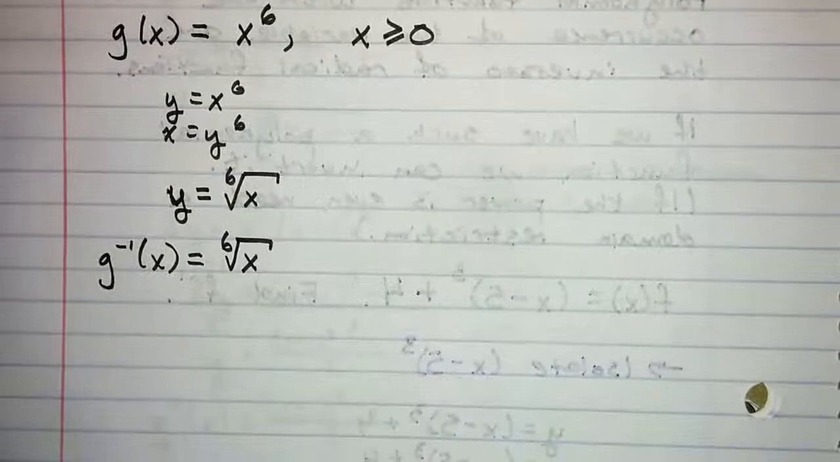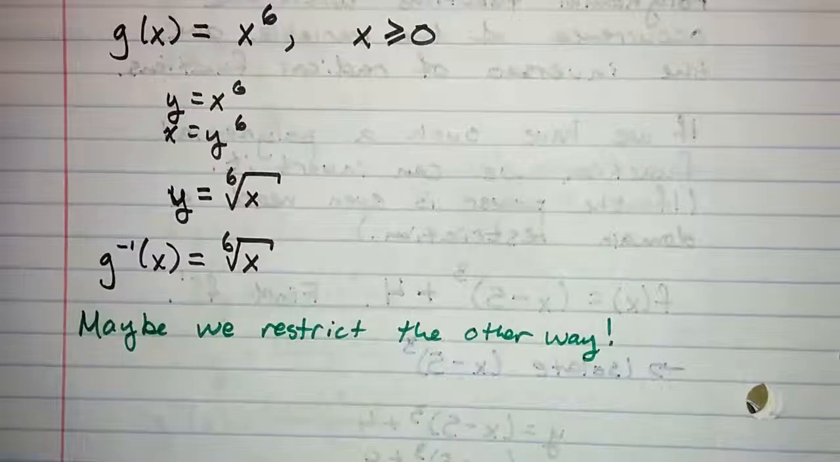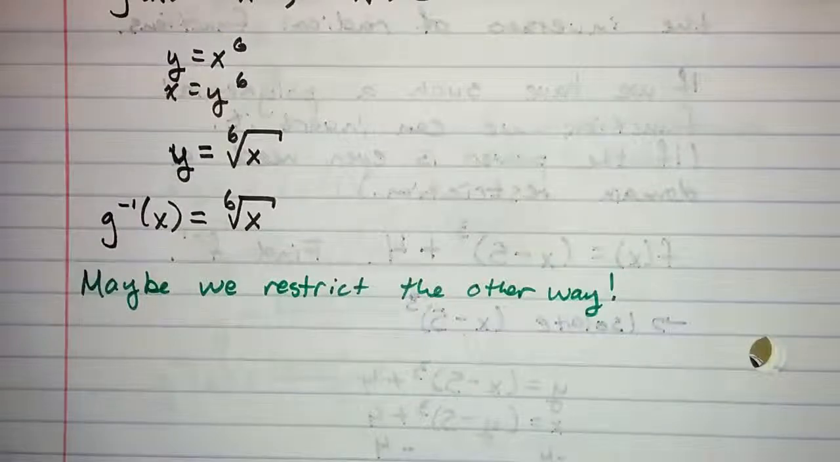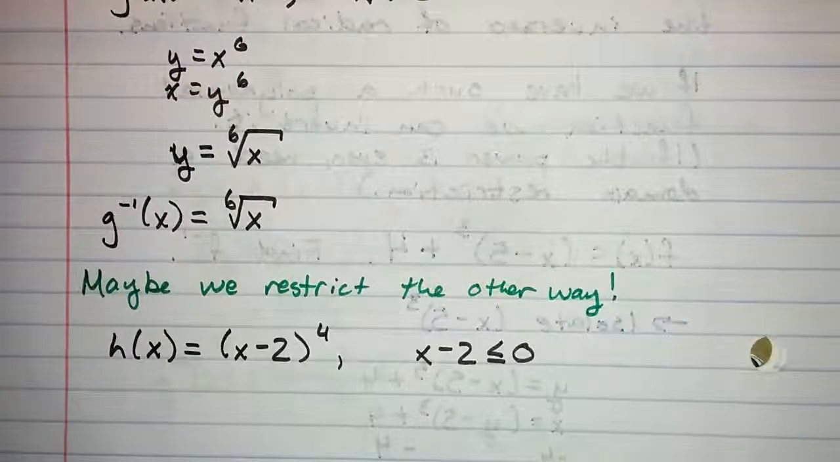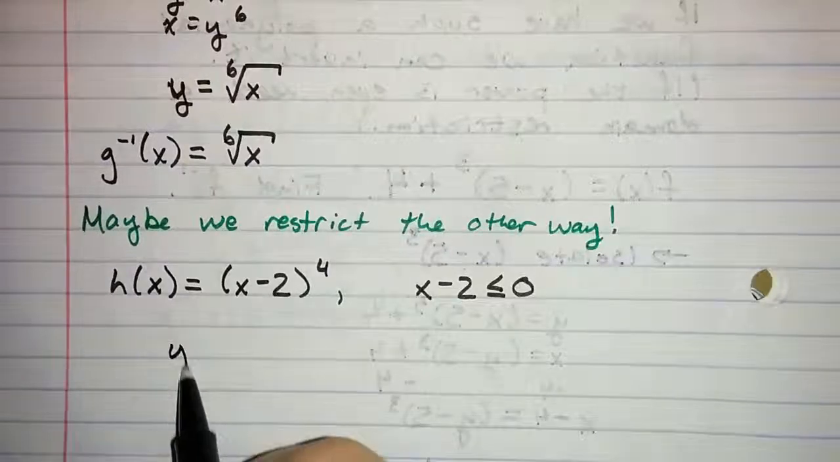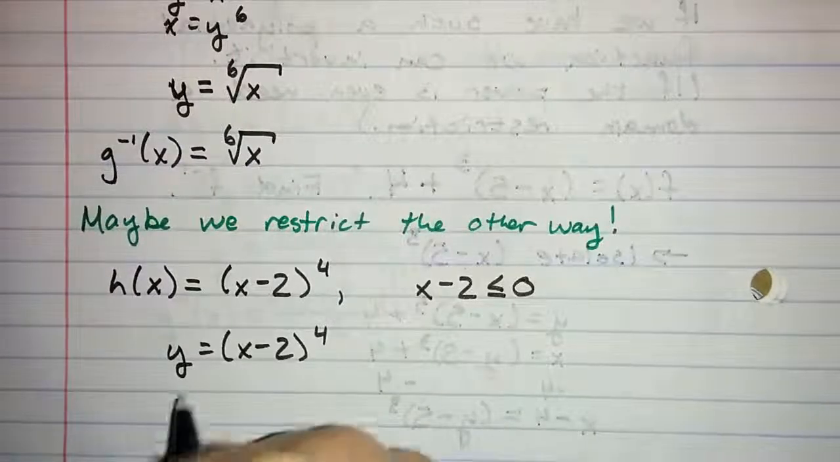No problem. But maybe we restrict the domain the other way. Maybe we have, for example, that h of x is (x minus 2) to the 4th, where x minus 2 is non-positive. What do we do then? Well, again, we start out this way.